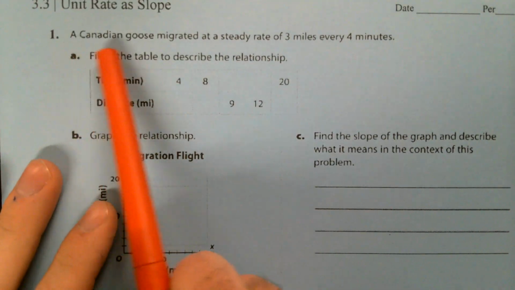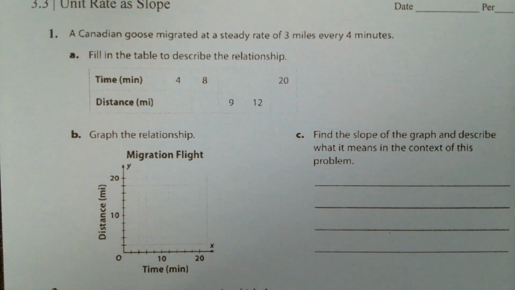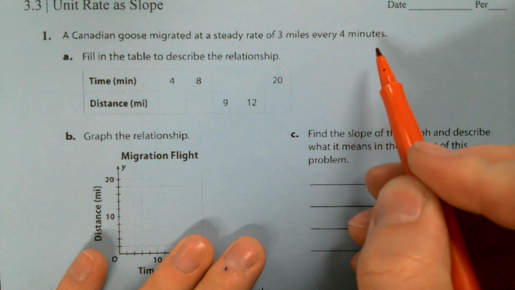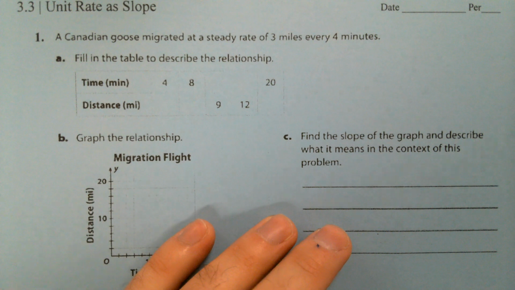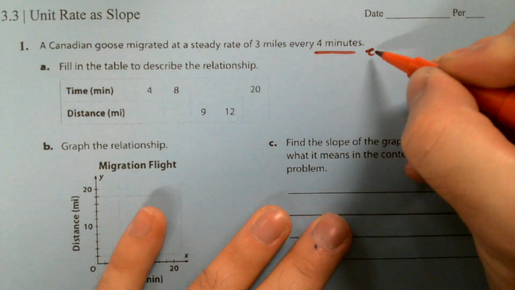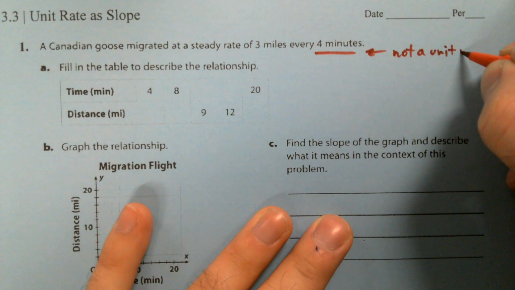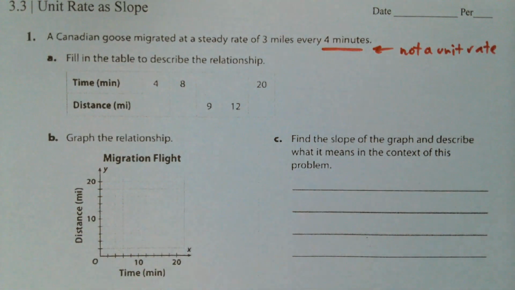So, number 1, a Canadian goose migrated at a steady rate of 3 miles every 4 minutes. 3 miles per 4 minutes. Is that a unit rate? No. Why is that not a unit rate? Because it's not 1. Exactly. 4 minutes. This means that this is not a unit rate. We have to figure out what the unit rate of this relationship is.